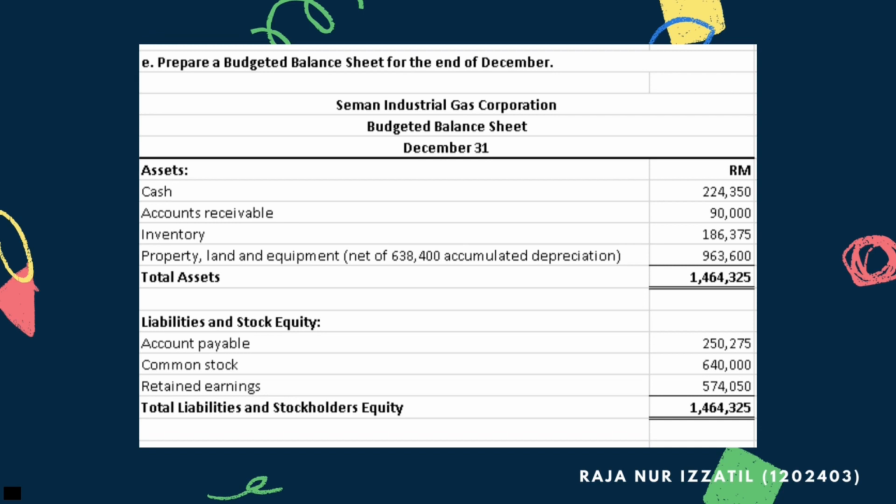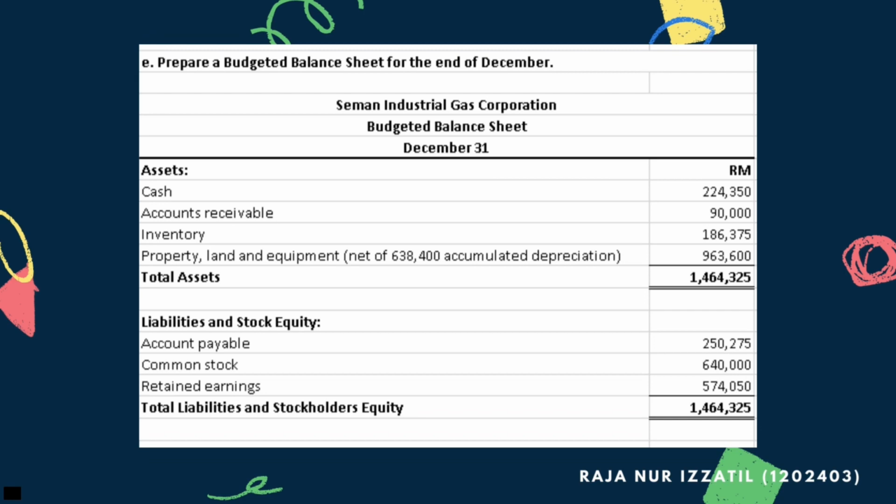The next column is for inventory. We get 166,375, which we take from the merchandise purchases budget and the column desired ending inventory for the month of December. The last item for asset is property, land and equipment, net of accumulated depreciation. For the amount of accumulated depreciation, we calculate monthly depreciation, which is 21,200 times 2, we get 42,400. So 1,006,000 minus with 42,400, and we will get the net 963,600.